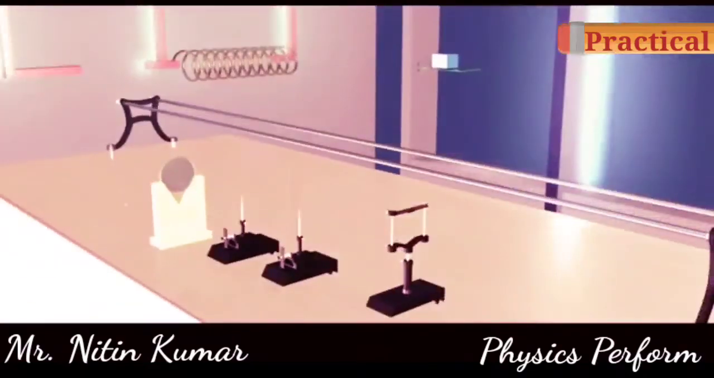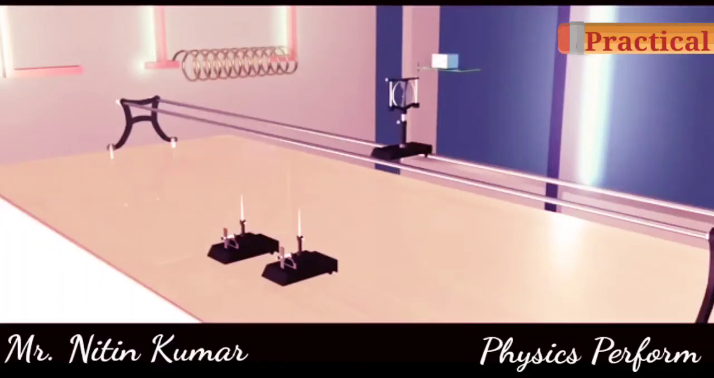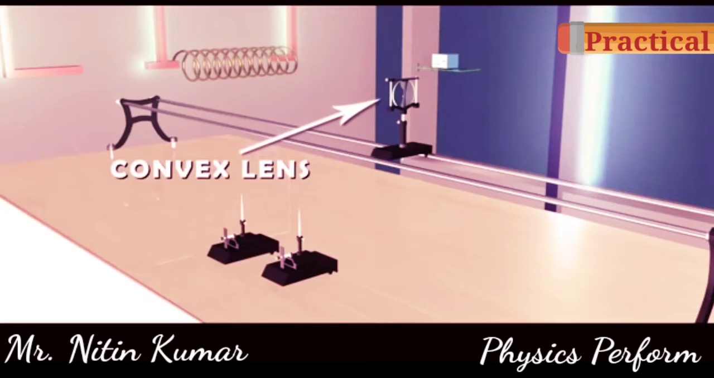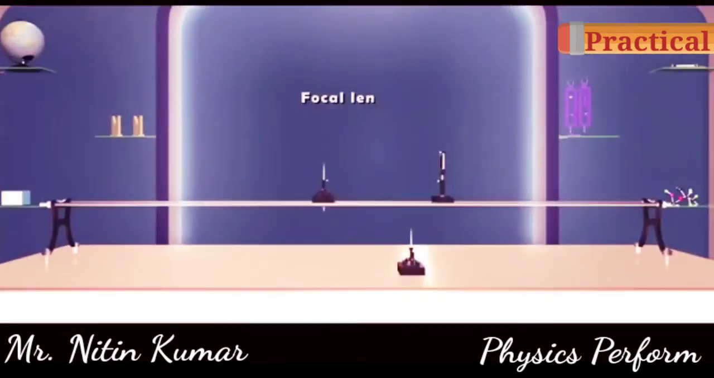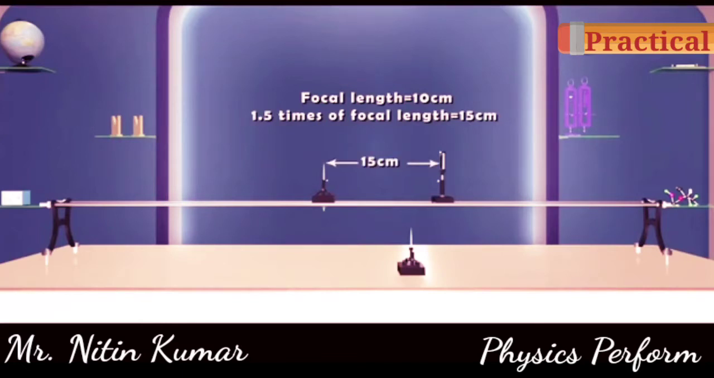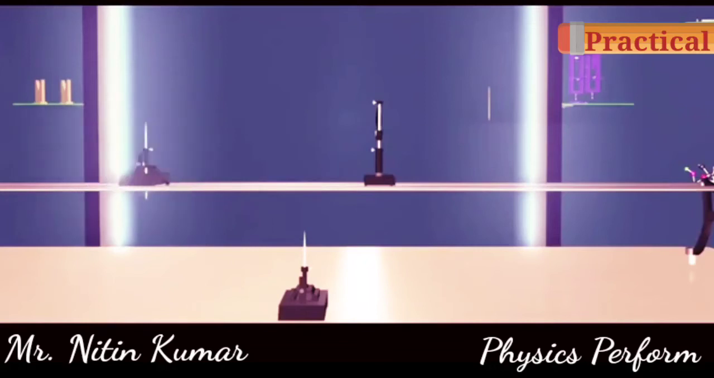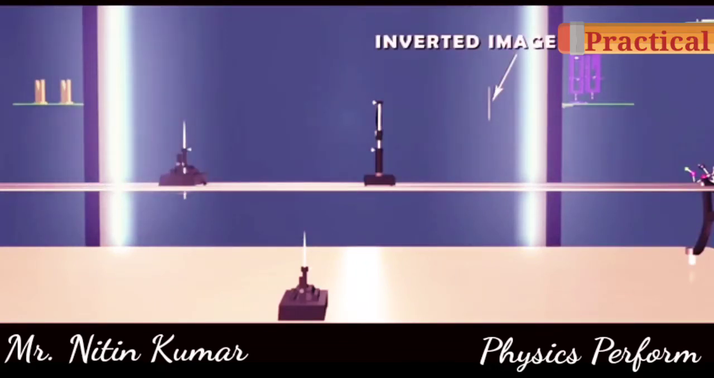Consider a convex lens and mount it on the optical bench at a convenient position. Now, place an object needle at 1.5 times the rough focal length of the given convex lens. By adjusting the position of the object needle, you will observe an inverted image of the object needle on the other side of the lens.